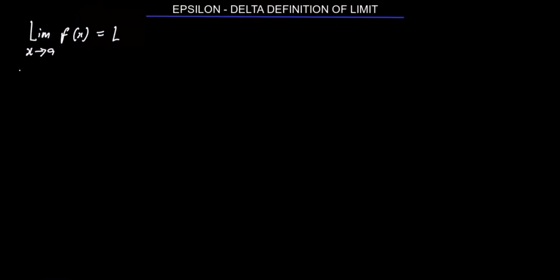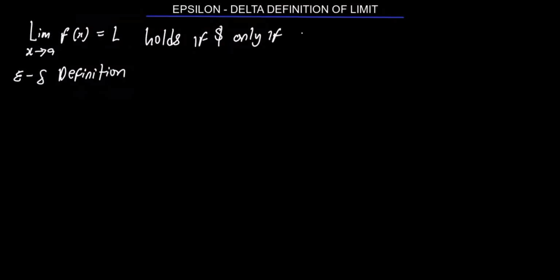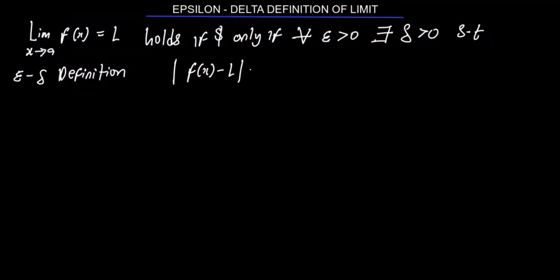The epsilon delta definition of limits says that what you are having here holds if and only if, for all epsilon greater than 0, there exists delta greater than 0, such that the absolute value of f of x minus L is less than epsilon whenever the absolute value of x minus a is less than delta. This is the gist. This is what we call the epsilon delta definition.